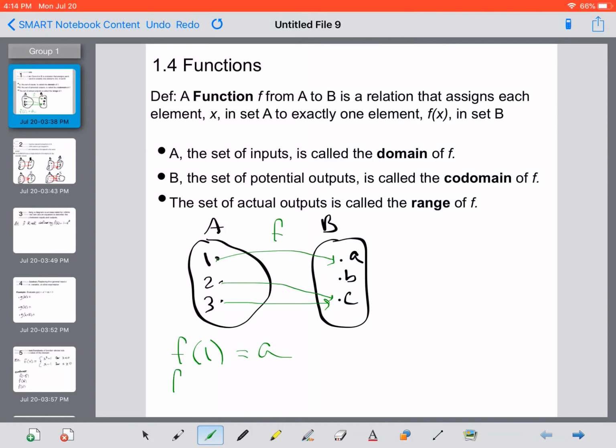We would also have f of 2 is equal to c, because the element 2, if you follow the arrow along, ends at the element c. And similarly, f of 3 is also equal to c, because element 3 gets mapped here to c.